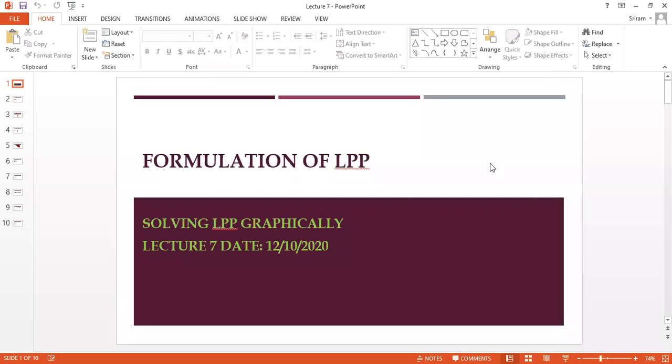Okay. In the last class, we were discussing solving a linear programming problem graphically. We made a sample problem. We took a problem for maximization and drew the graph.